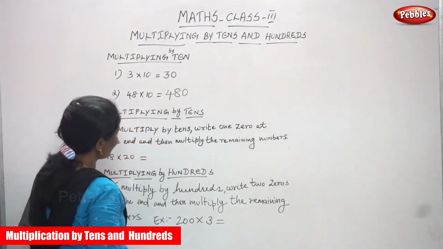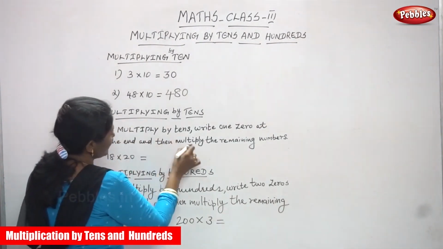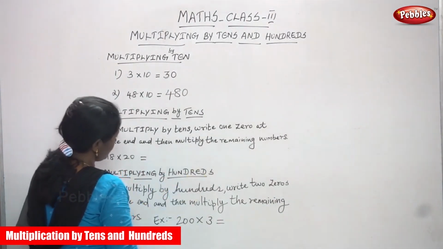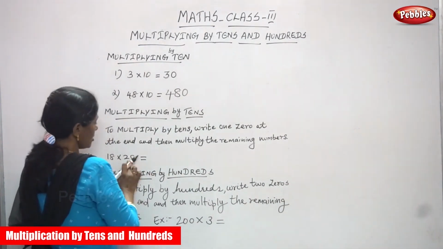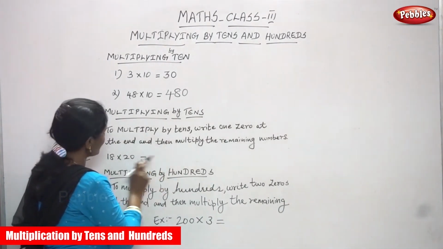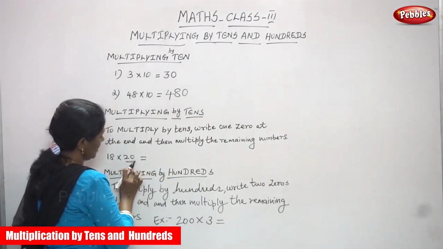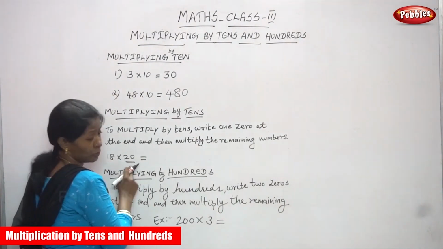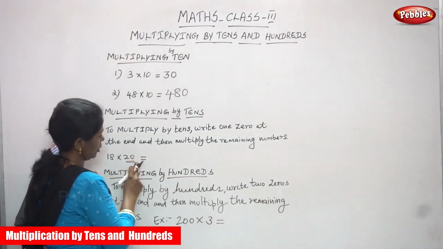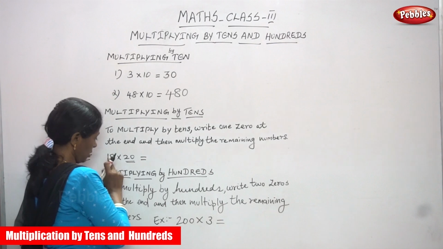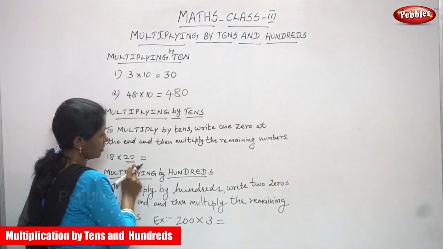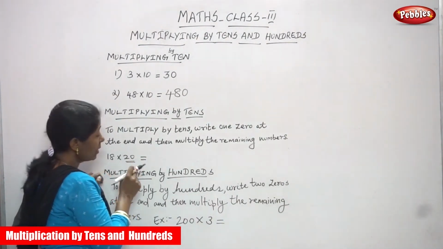So again, multiplying by tens. To multiply by tens, write 1 0 at the end and then multiply the remaining numbers. Multiplying by tens means write 0, because how many zeros are in the second number? Now you're going to multiply 18 into 20. 18 is the first number and 20 is the second number. So at the end, the number is 0. This is ones and tens. So 18 multiplied by 20, it also ends with 0. That is what we are saying, multiplying by tens.